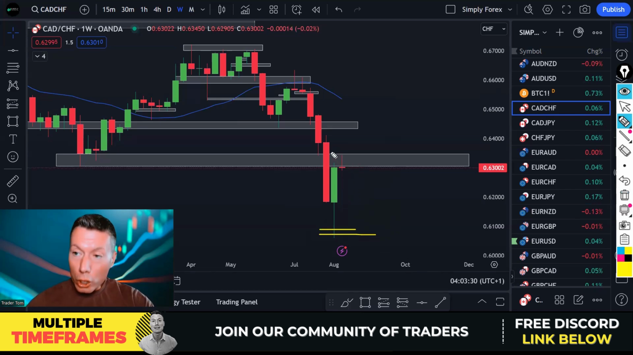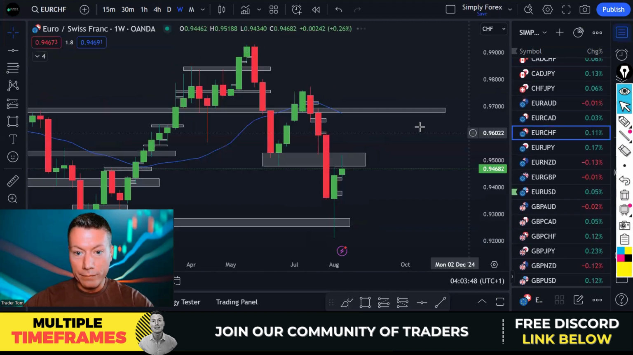So look at multiple time frames. I will not be taking this sell trade because of this weekly candle. So look at those multiple time frames, guys. It will keep you out of bad trades. And if you look at any of these Swiss franc pairs, right?